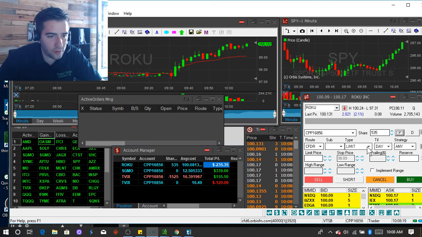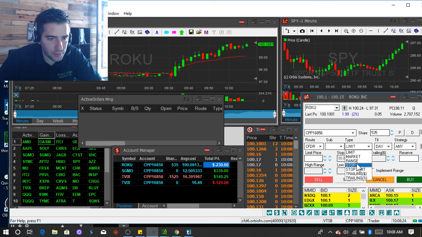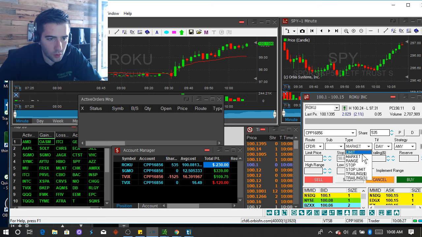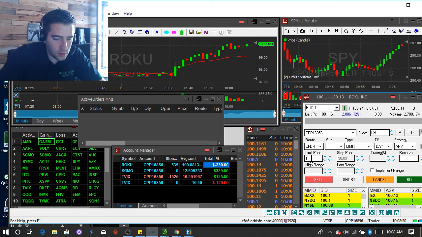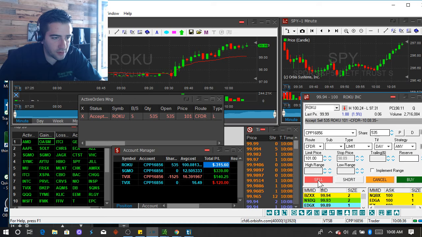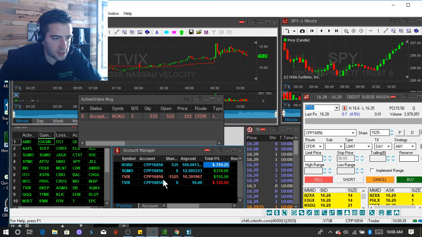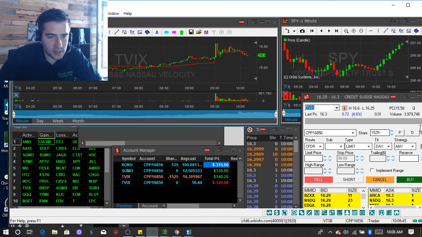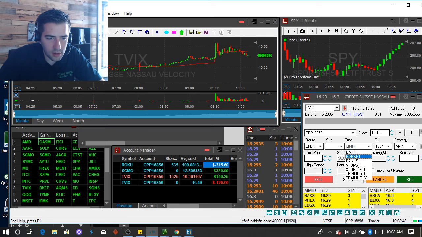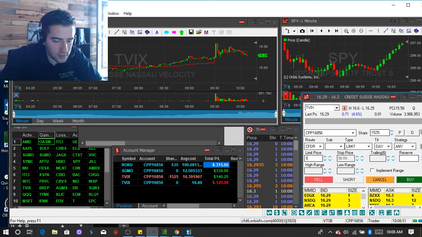Let me put in an order for Roku, a limit order, if it hits 101. All right, sell. Got a lot of stuff going on here. TVIX, if it hits 16, I want it to buy to cover. I'll buy to cover it at $16. Usually it breaks out when it hits 16, so we'll go 15.89, something like that.